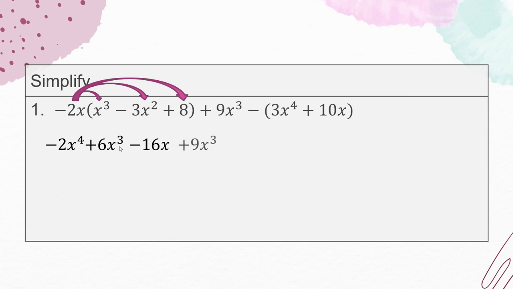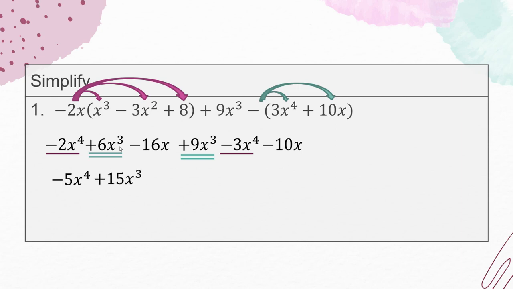All right, and then I'm going to just bring down my plus 9x cubed, and then we are distributing negative 1. Negative 1 times 3x to the fourth gives us negative 3x to the fourth, and negative 1 times 10x gives us minus 10x. Next, we will combine like terms. So we have negative 2x to the fourth and minus 3x to the fourth. Those would combine to give us negative 5x to the fourth. We have 6x cubed plus 9x cubed, which would combine to give us 15x cubed. And lastly, minus 16x minus 10x combined to give us minus 26x.